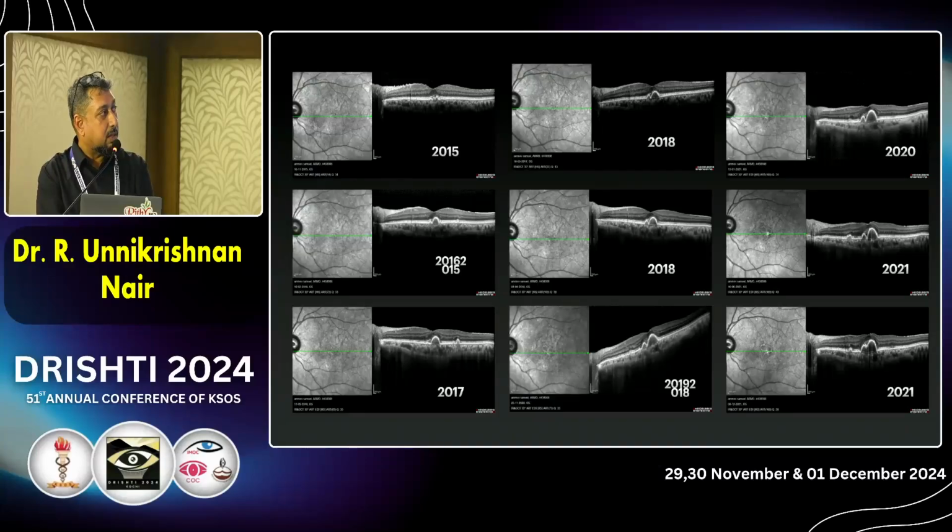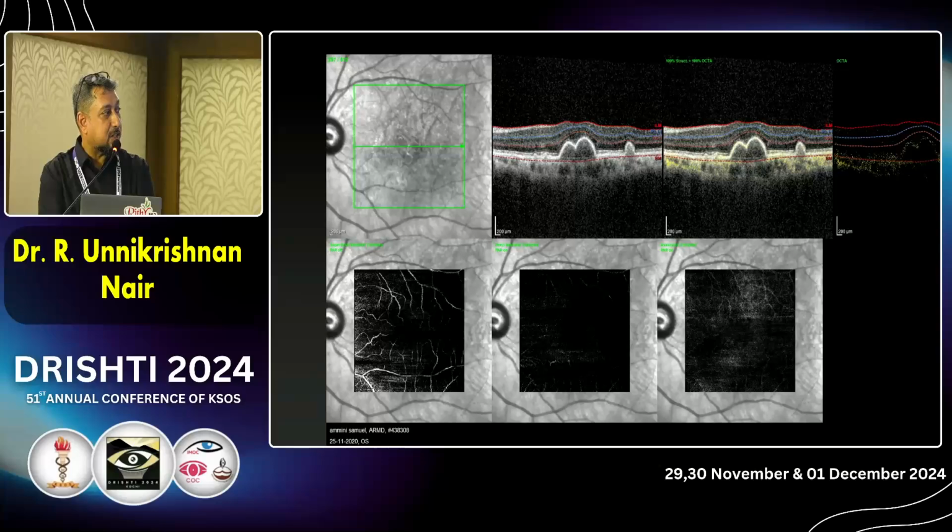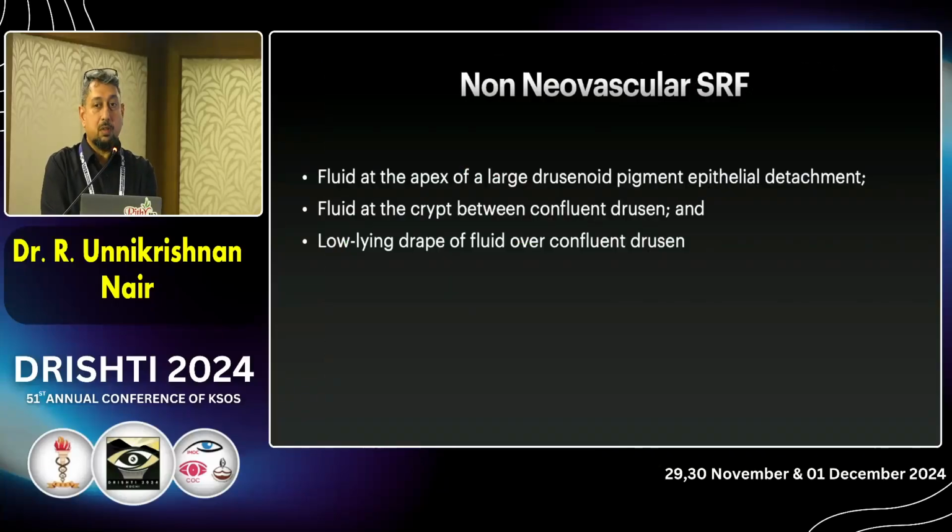Again, this is an example where you see some elevations of the retina. You know that the PED is increasing in size, but you don't see SRF per se, or you see a small gap at the edge. And these are cases where sometimes you don't need to treat because of this.